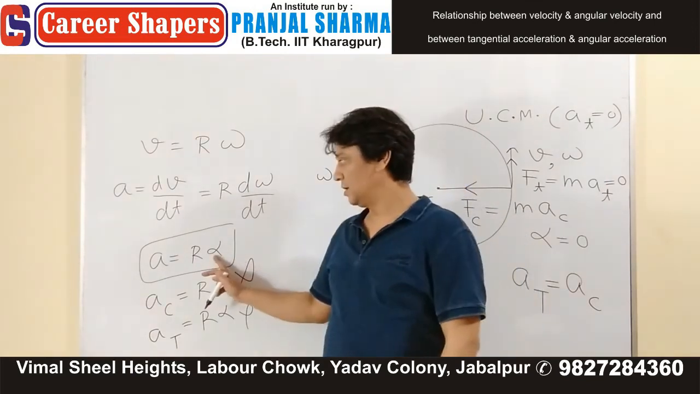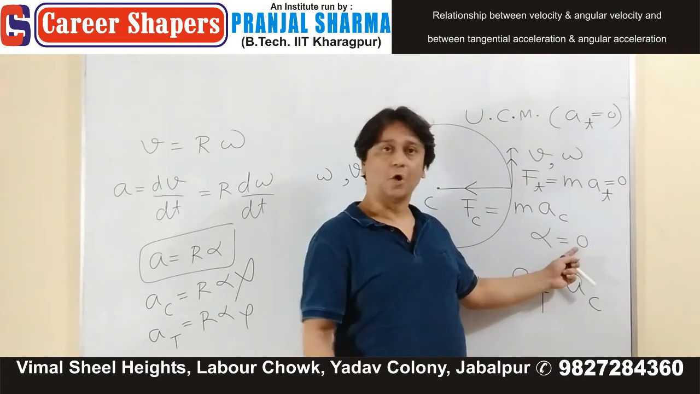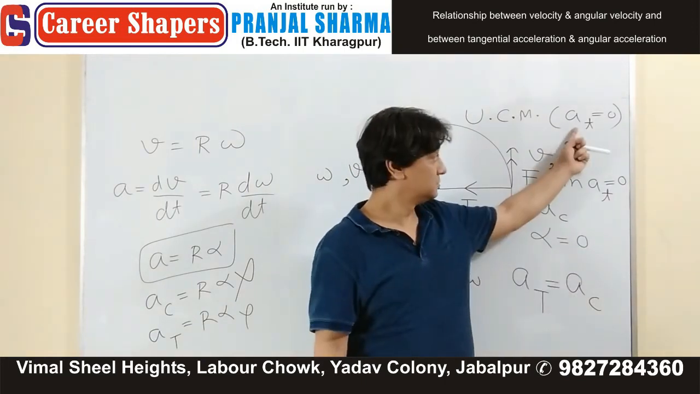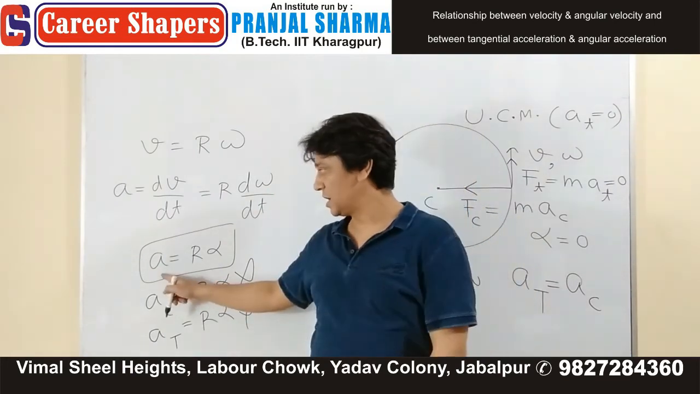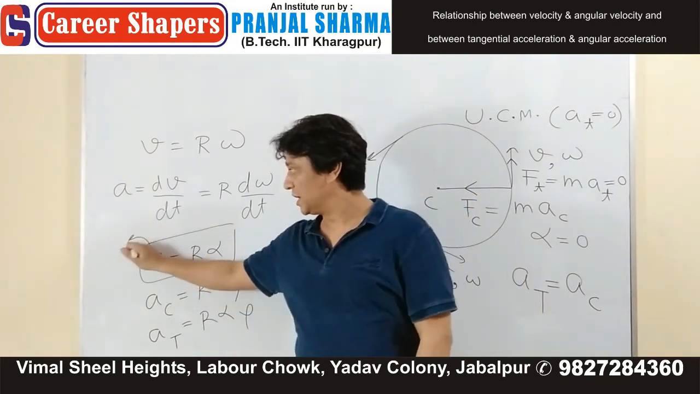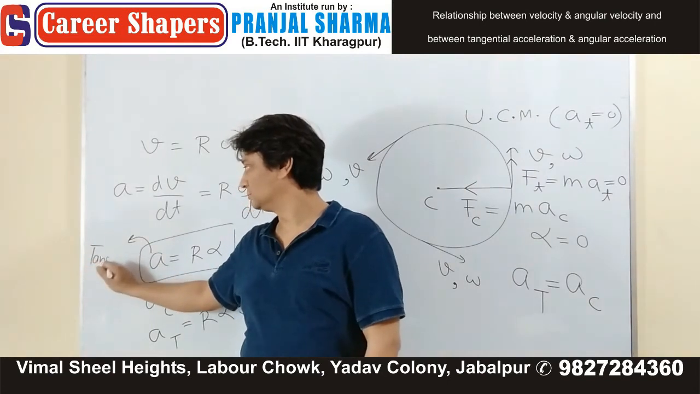Hopefully the story is clear up to here. Alpha is 0. And therefore this A is your tangential acceleration.